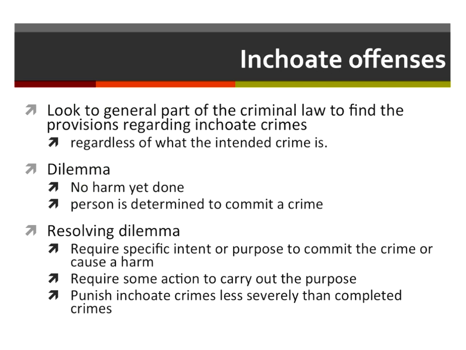So we looked at the general part of the criminal law to find the provisions that govern inchoate offenses. The dilemma in these cases is that no harm has been done yet. A person is determined to commit a crime but has not done so yet. So the way we resolve this is we require specific intent or purpose to commit the crime or cause a harm. We require some action towards carrying out that purpose, and then we punish these offenses less severely than we would punish someone who had actually successfully completed the offense.